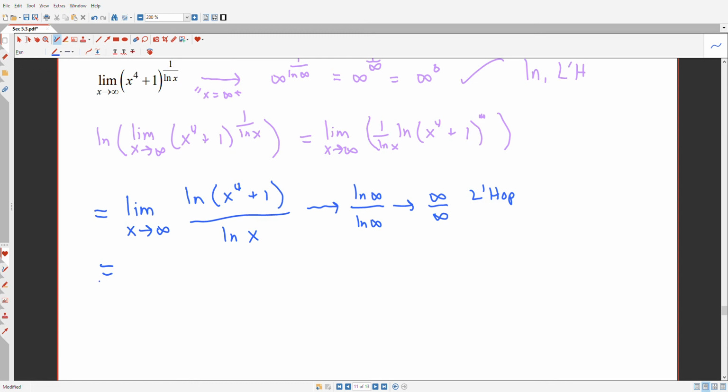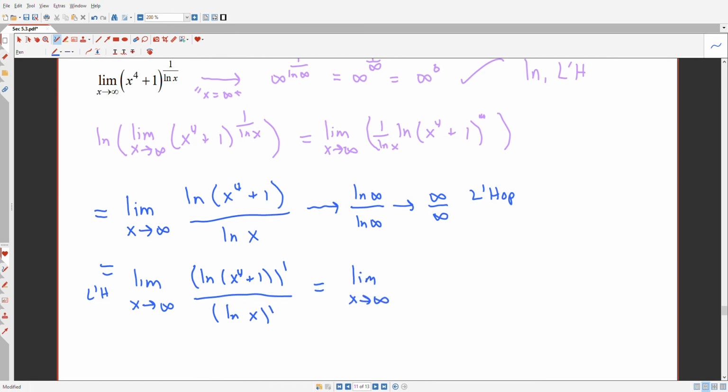So by L'Hopital's rule, we get that this limit equals the limit as x goes to infinity, I'll write this out a little bit, of the derivative of the numerator divided by the derivative of the denominator. Alright, the derivative of the numerator is 1 over x to the fourth plus 1. That's going to all be in the numerator, times the derivative of x to the fourth plus 1. That's our chain rule appearing. And then it's all divided by 1 over x.